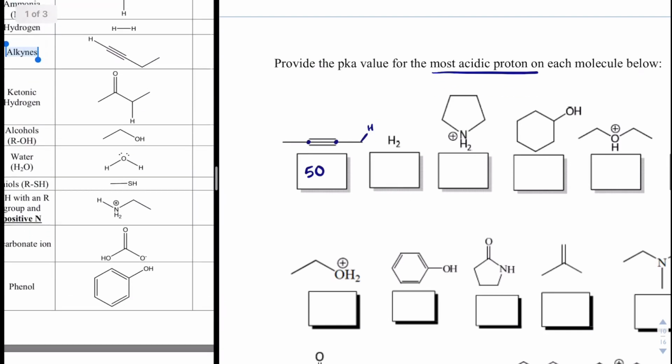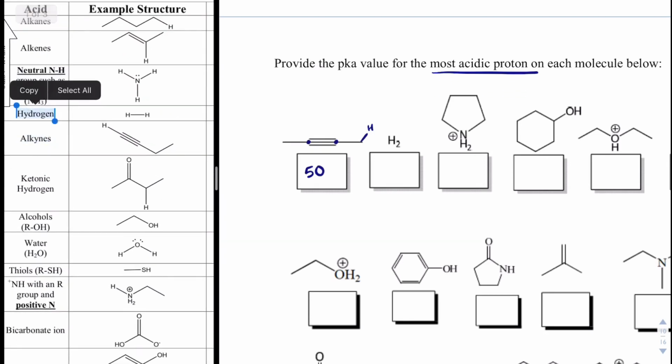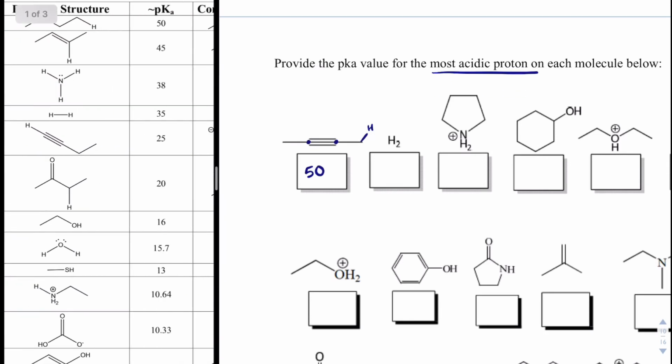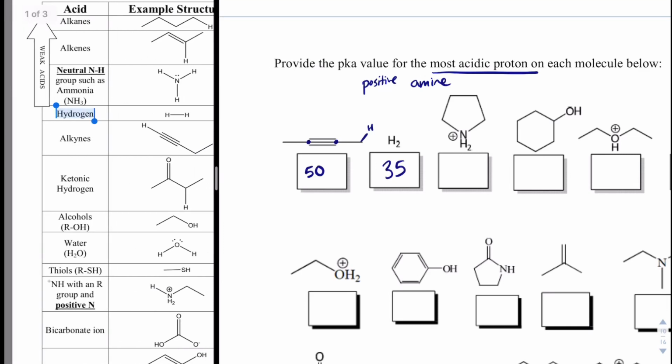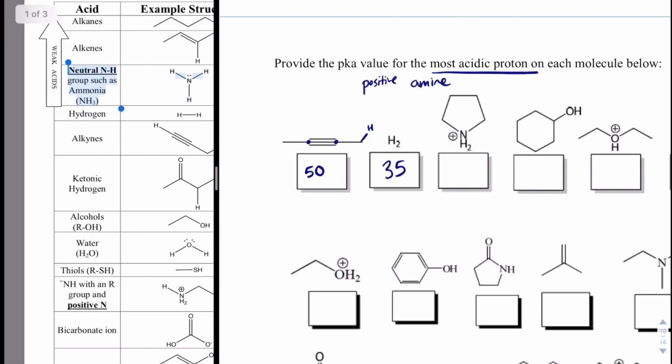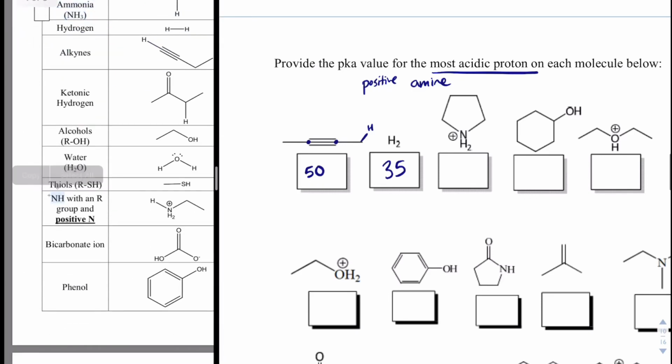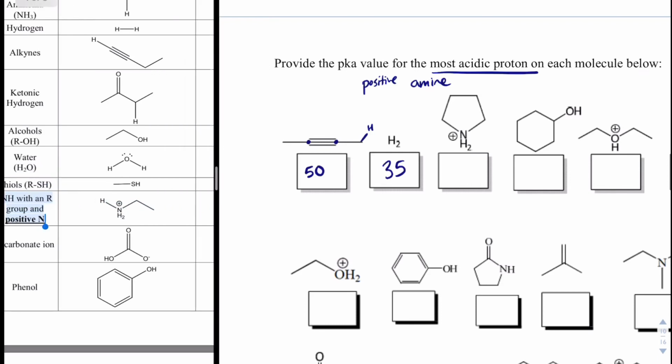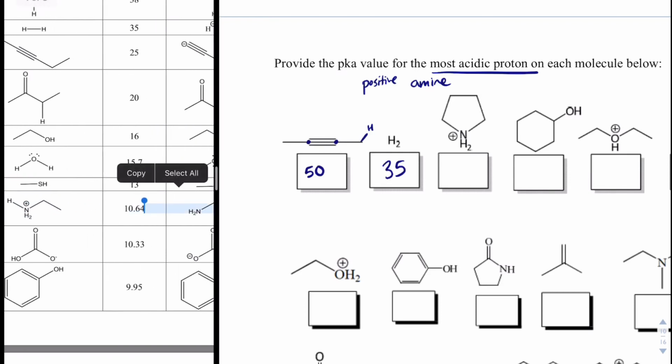H2 is on here. That's just hydrogen. That would be a pKa of 35. Here we have an amine group, but it's a positively charged amine. And that's going to be a lot different. So if I look here, a neutral NH group, such as ammonia, that's going to be pKa of 38. But if I have an NH group that has a positive N, that's going to actually be 10.64, which we could say is actually about 11.